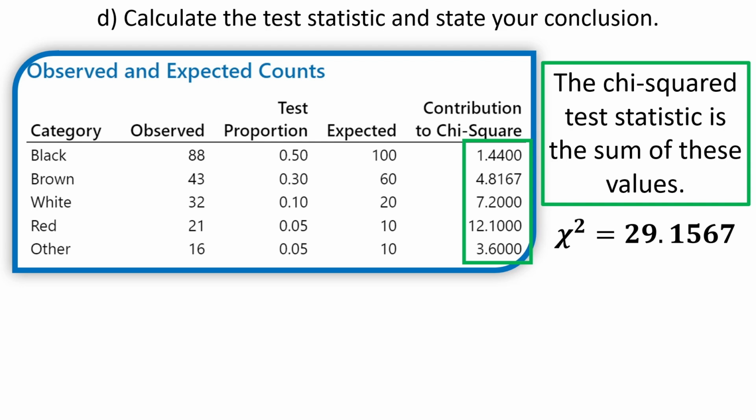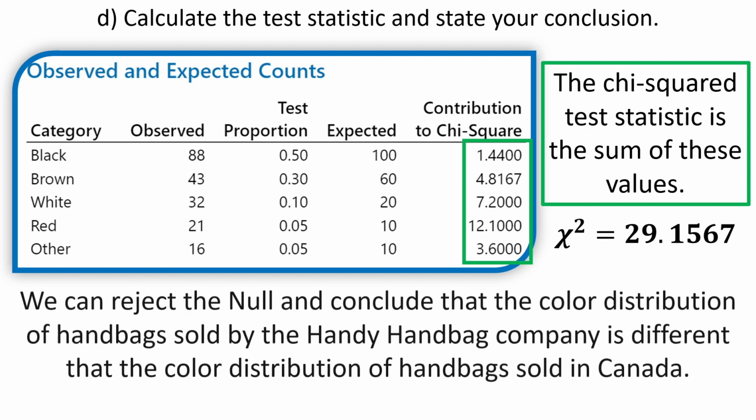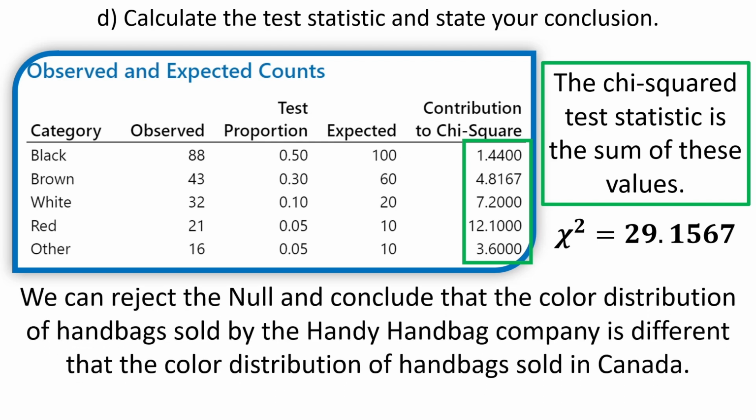So if we add those up, our chi-squared test statistic is 29.1568. A very big value, by the way. And so we can reject the null and conclude that the color distribution of handbags sold by the Handy Handbag Company is different than the color distribution of handbags sold in Canada.